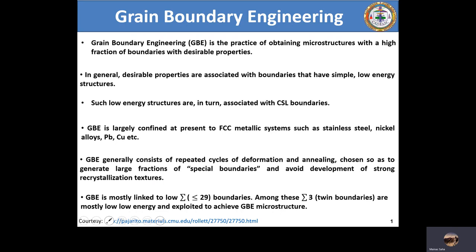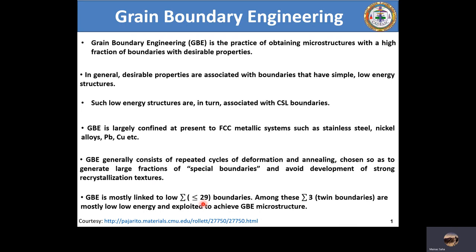Although people have reported sigma 29 boundaries, sigma 29 means that every 29th lattice plane will be in coincidence between the two adjoining lattices. Such boundaries are, first of all, very small in volume fraction in a given microstructure. Secondly, compared to sigma 3 and the other low sigma value boundaries, sigma 5, sigma 7, sigma 9, even if such boundaries are there, it is very unlikely that they will make a significant change in the properties of a given material.